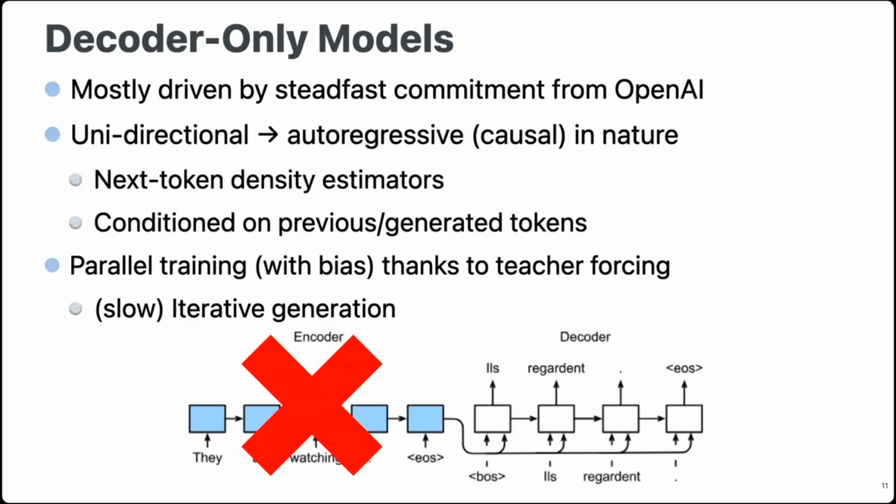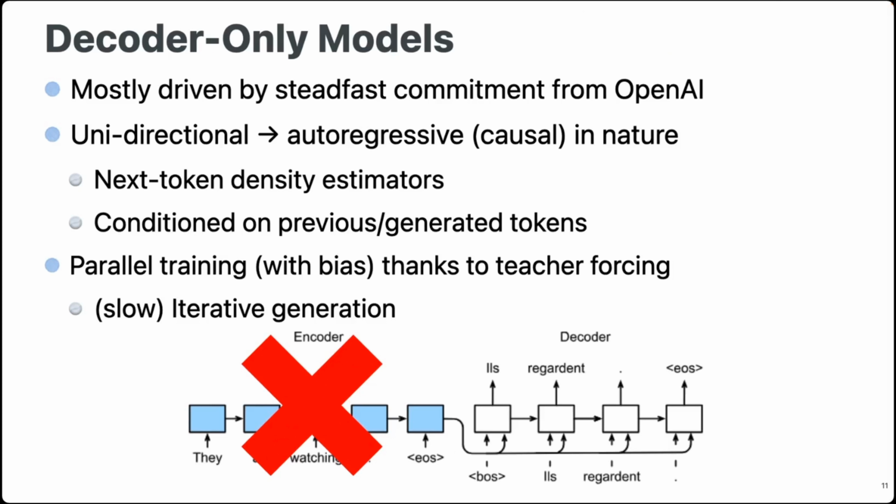Next, we move on to decoder-only models. Decoder-only models were mostly driven by OpenAI, as I said, and they are unidirectional, meaning that the information only flows from left to right. So it's autoregressive in nature, and they are nothing but next-token predictions conditioned on the previous tokens and the previously generated tokens. And we can train this in parallel because of teacher forcing, right? We don't need to wait for the previous token to be generated.